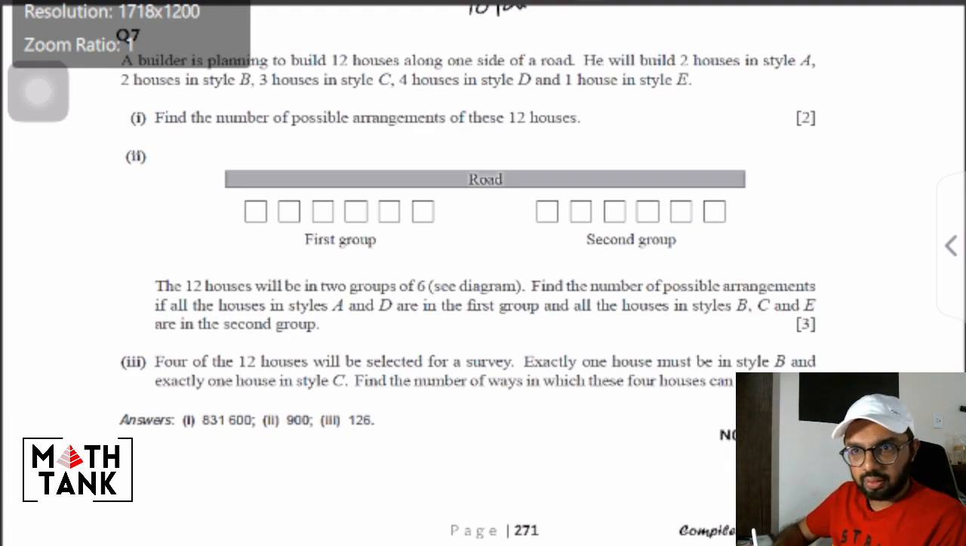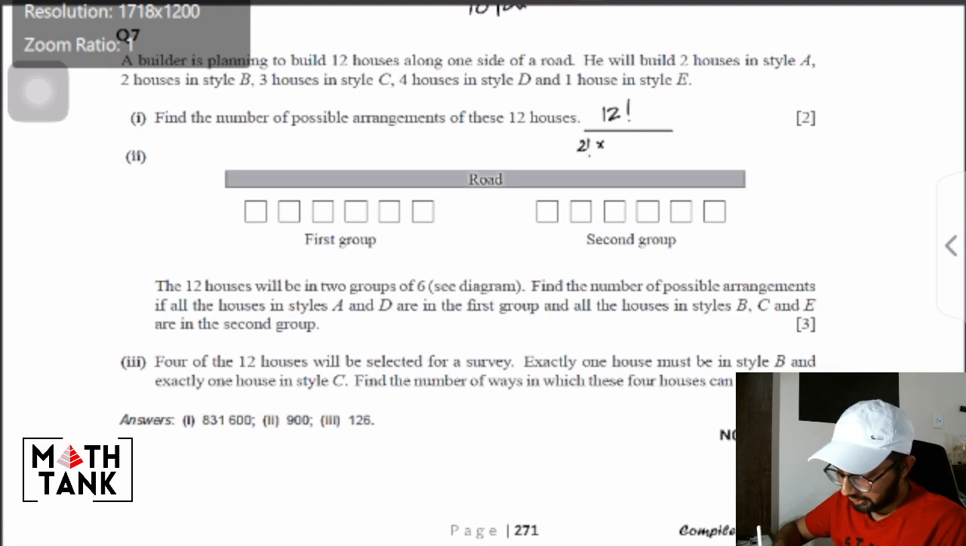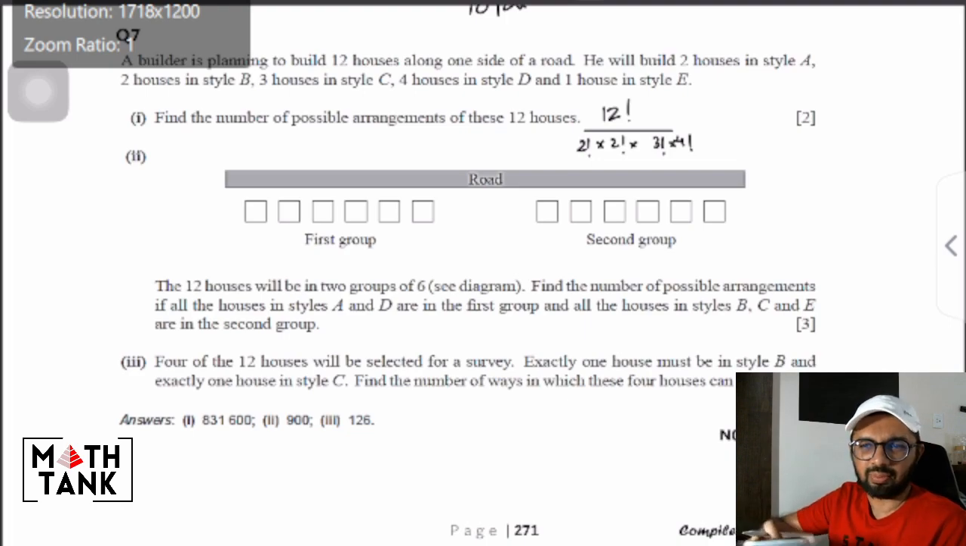Let's quickly look at the first part. And 12 houses, so just 12 factorial, divided by the identical. So 2 houses in style A, 2 houses in style B, 3 houses in style C, and 4 houses in style D. 1 house in style E doesn't matter. 1 is not a problem. So let's quickly do that. It's a long calculation. Let me just quickly write that down.